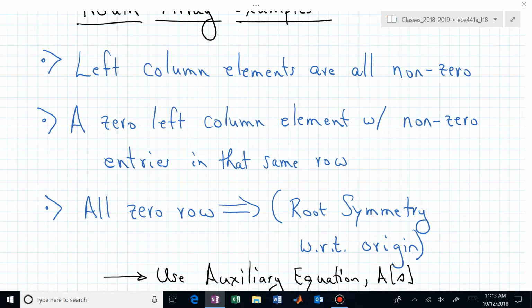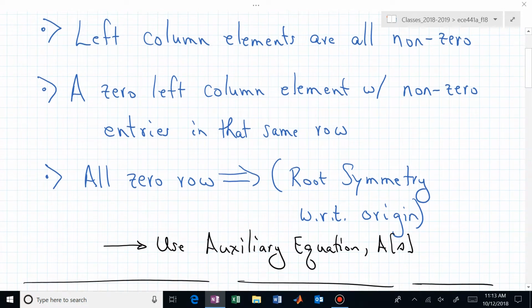The second case, case B, is if we have a zero left column element with other elements in that row that are non-zero, then we'll insert this epsilon into that left column element and continue the construction of our Routh array.